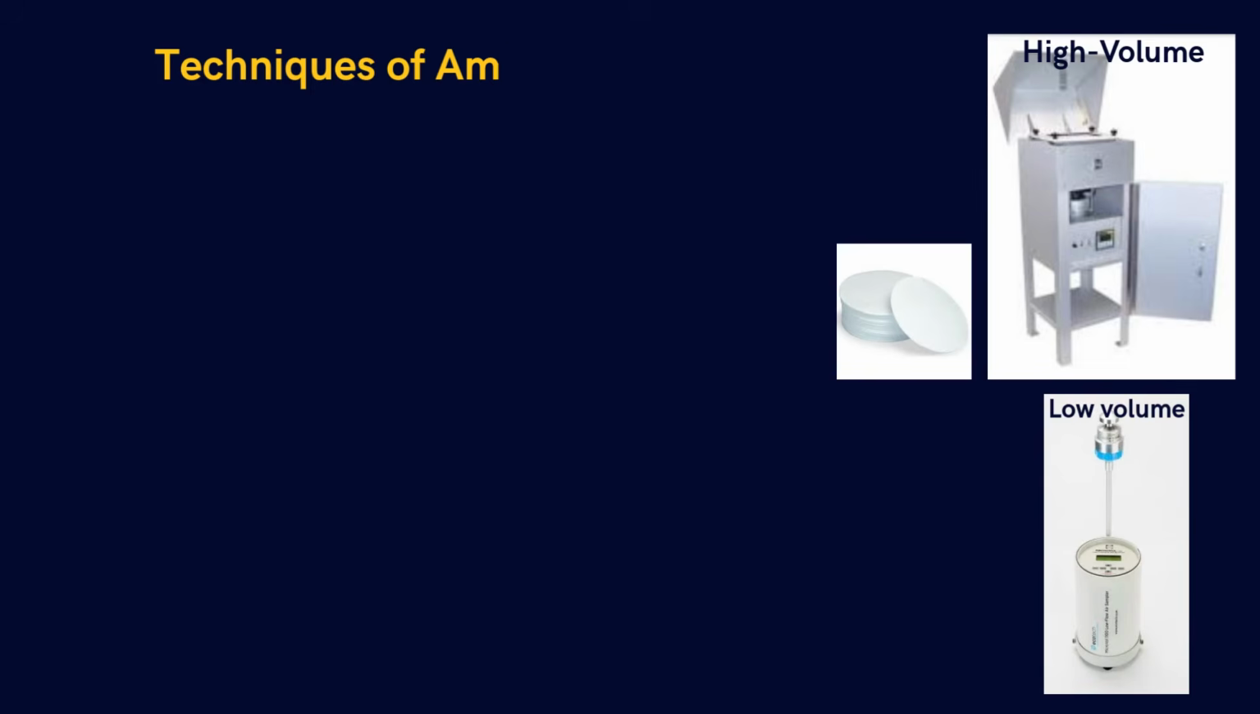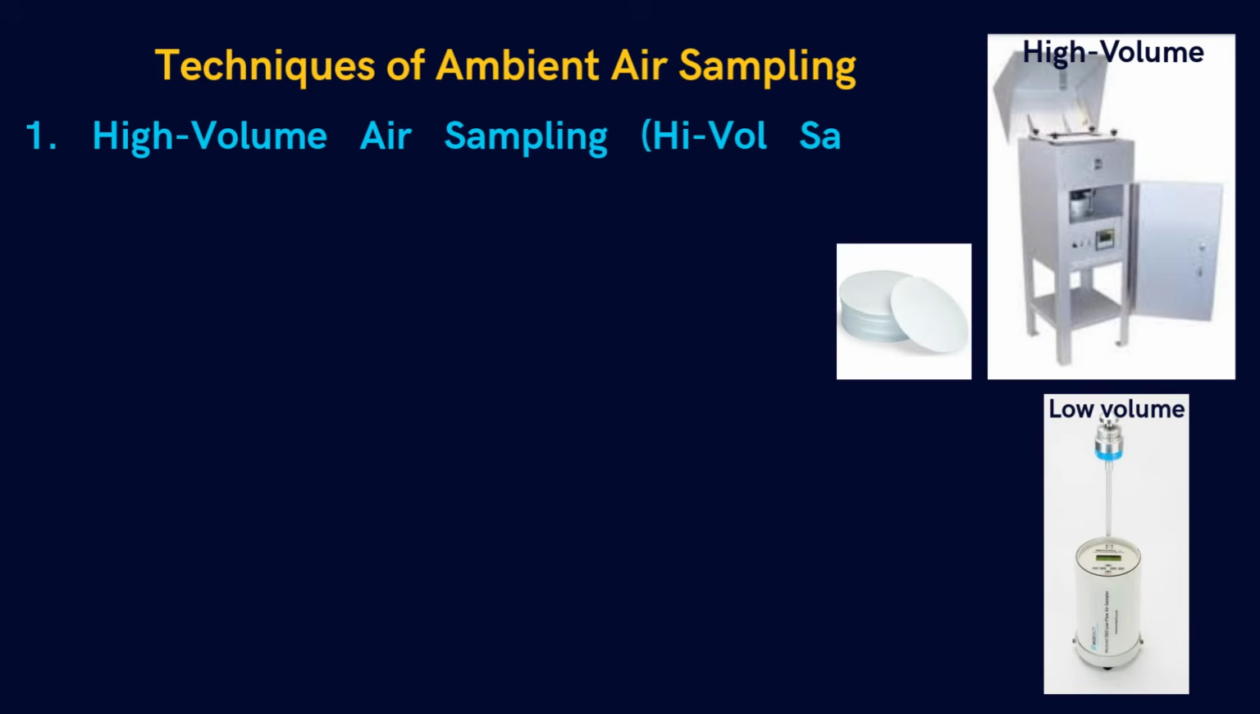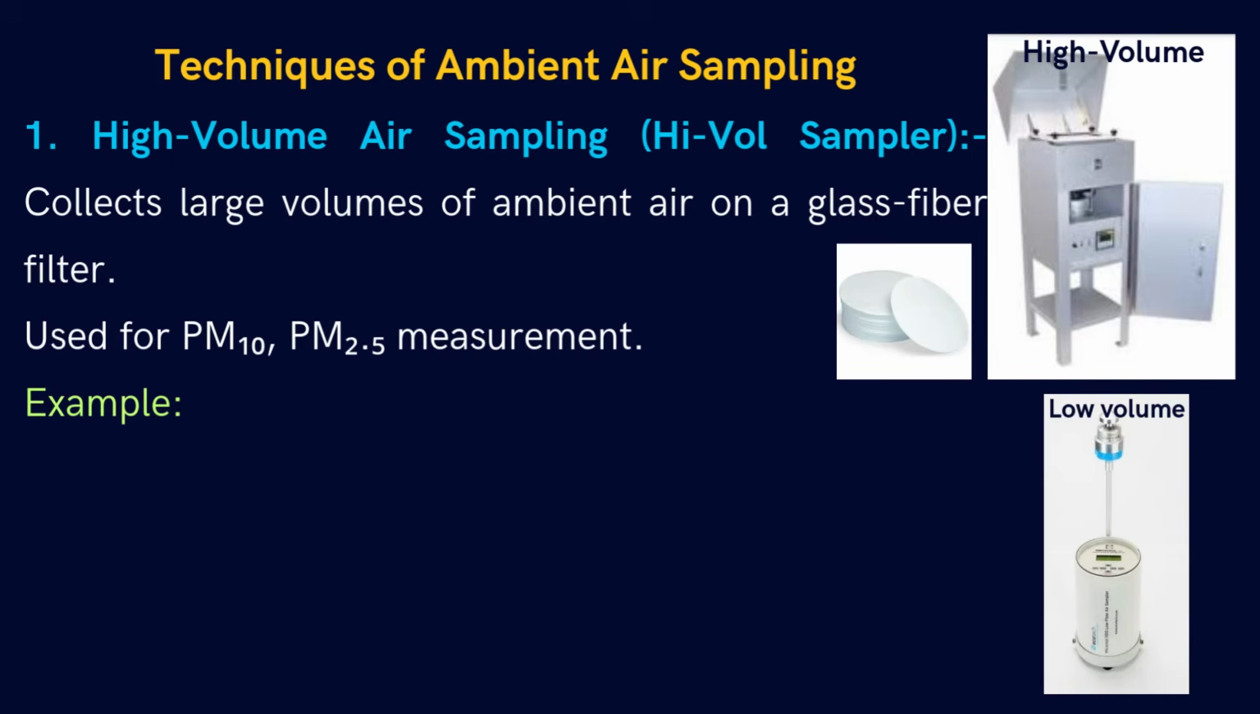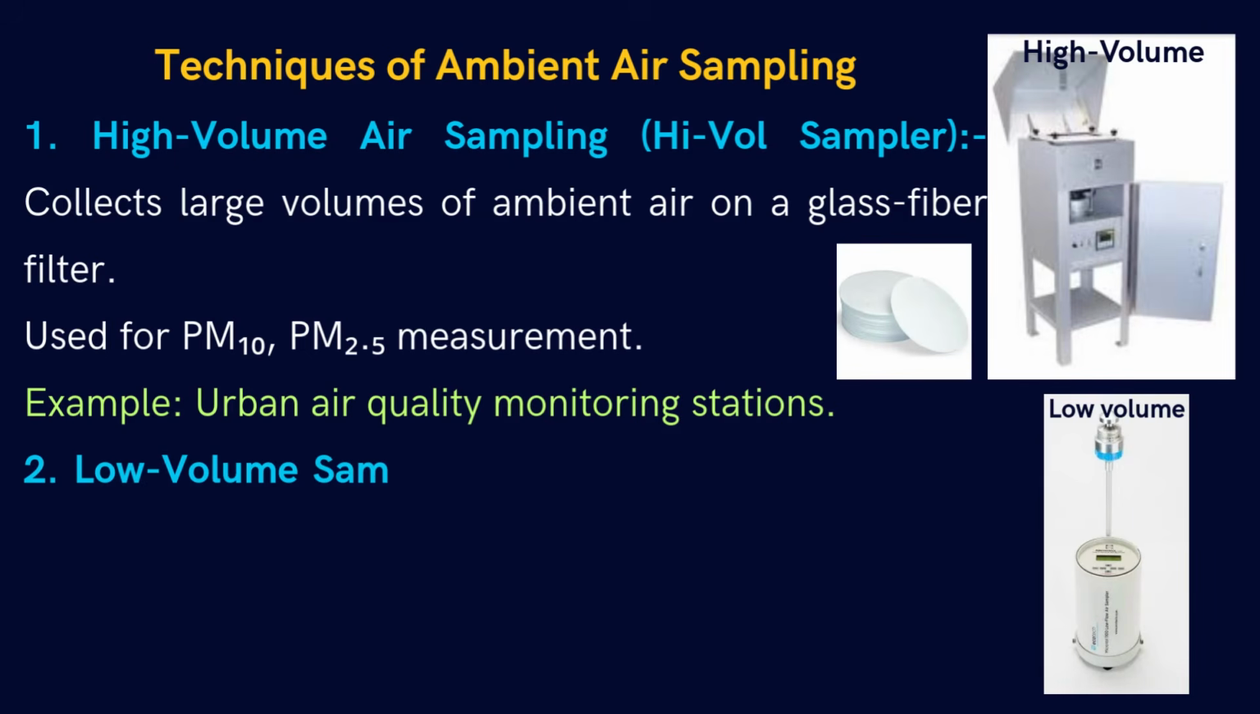Here we will learn techniques of ambient air sampling, where first one is high volume air sampling, which collects large volumes of ambient air on a glass fiber filter. Used for PM10, PM2.5, where PM is particulate matter. Example: urban air quality monitoring stations.